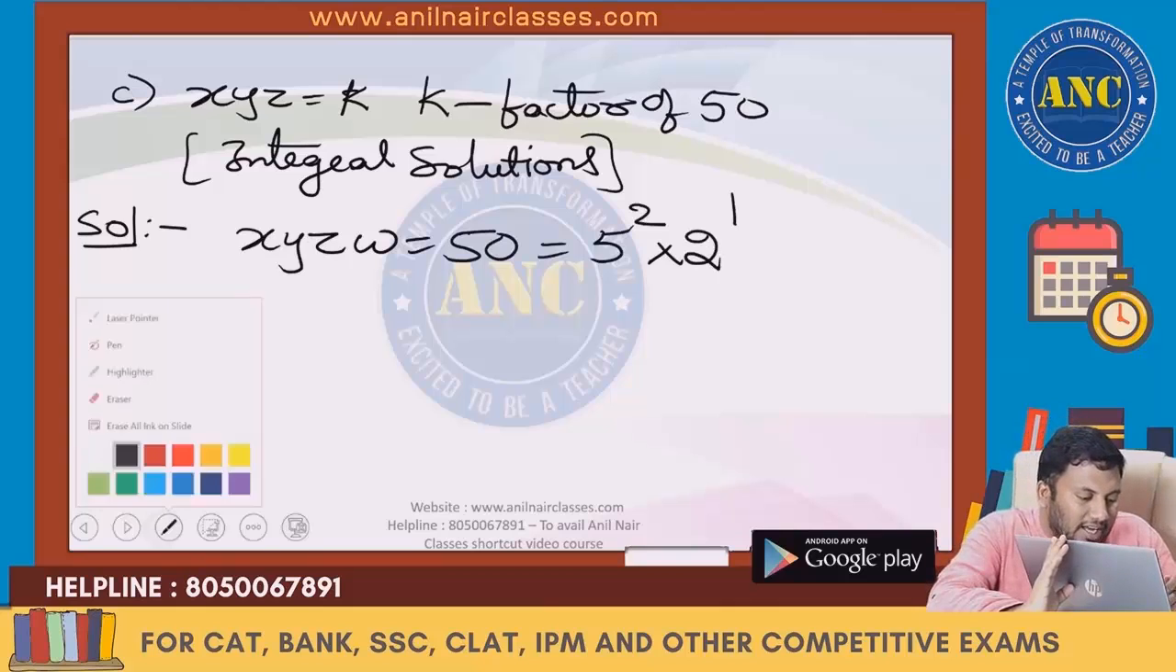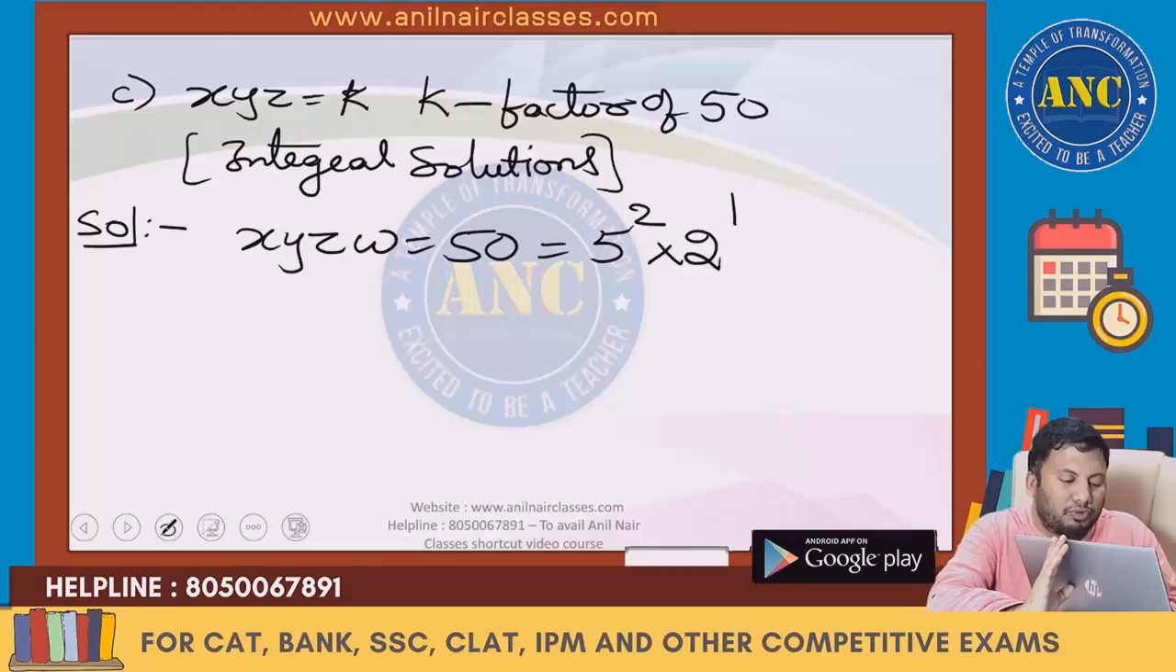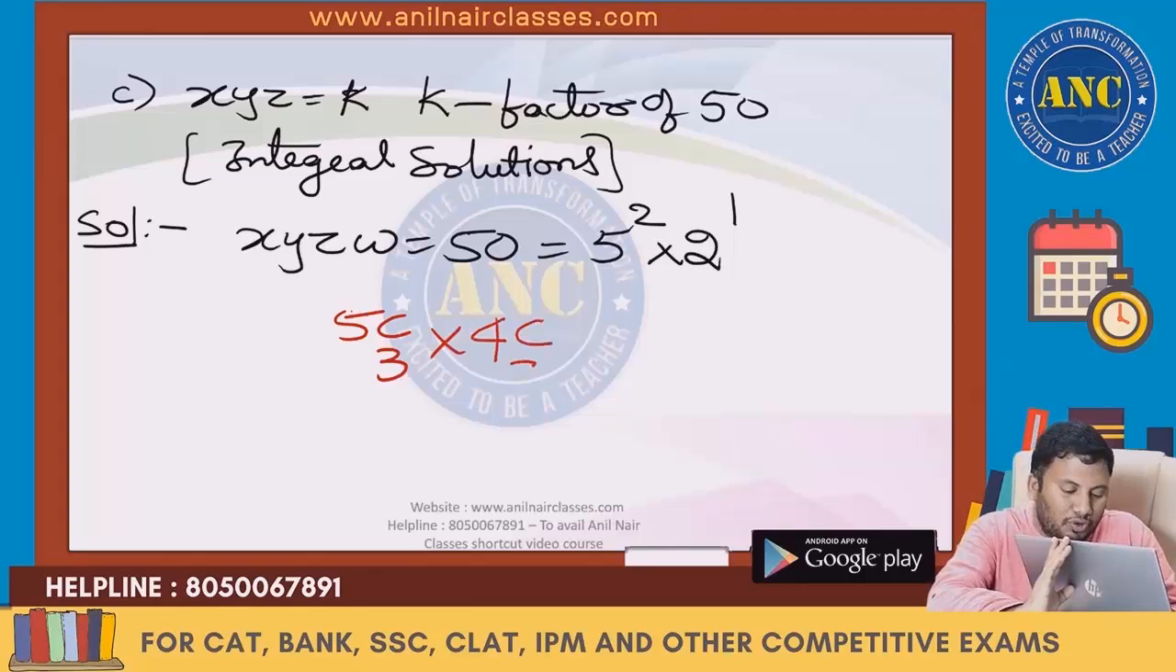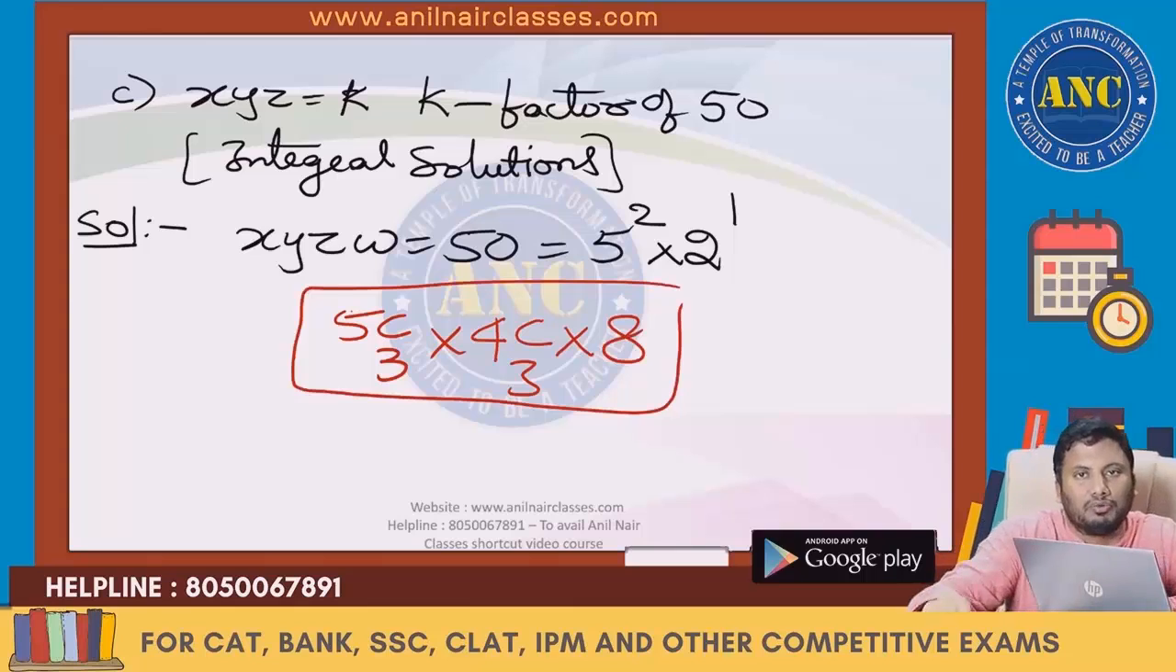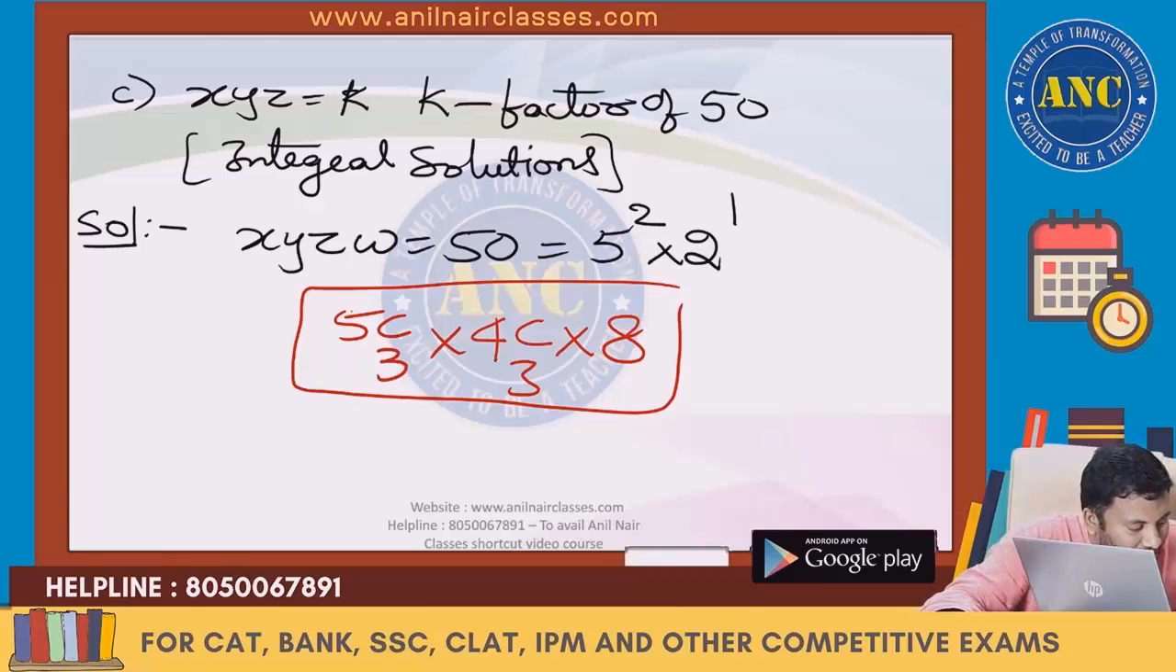Directly we will write the answer in seconds. 2 plus 4 is 6, which is 5C3. 1 plus 4 is 5, which is 4C3 into 8. 5C3 into 4C3 into 8. Everybody kindly reply in the live chat if this is clear to you. Is this clear to you? 2 plus 4, 6, 5C3. 1 plus 4, 5, 4C3 into 8.